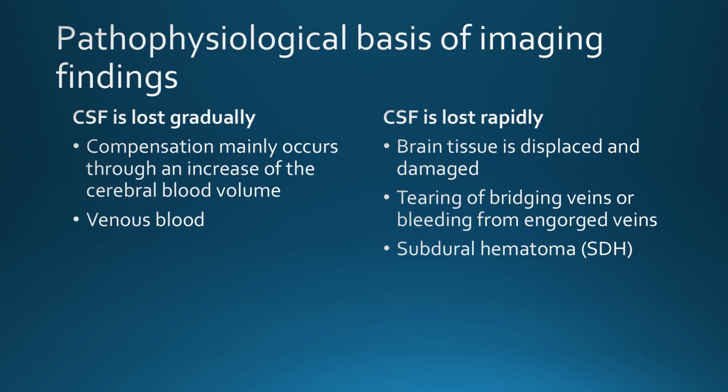So if the CSF is lost gradually, compensation usually occurs by increasing cerebral blood volume, and it is largely venous blood, which is reflected by engorged venous sinuses and engorged veins. But if CSF is lost rapidly, there is brain tissue displacement and damage, which results in tearing of the bridging veins or bleeding from already engorged veins, resulting in acute subdural hematomas.